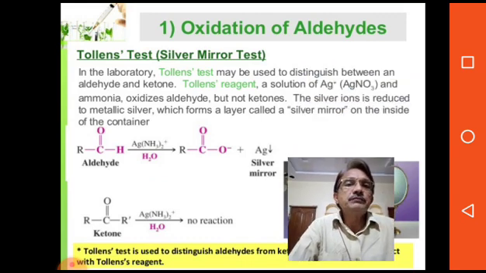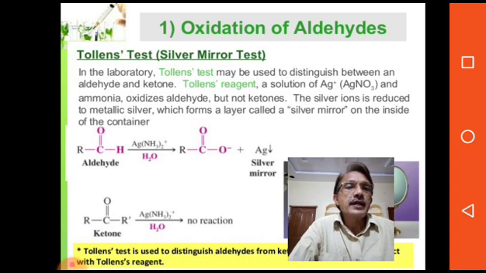Tollens test or silver mirror test. In the laboratory, Tollens test may be used to distinguish between an aldehyde and ketone. Tollens reagent, a solution of Ag+ from AgNO3 and ammonia, oxidizes aldehyde but not ketone. Tollens reagent means ammoniacal silver nitrate solution. Ammoniacal silver nitrate solution is also called Tollens reagent. In this Tollens reagent, the active species is Ag2O.